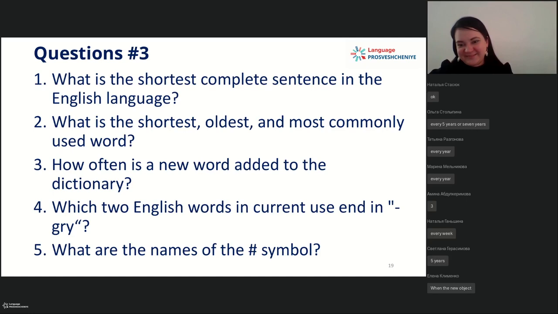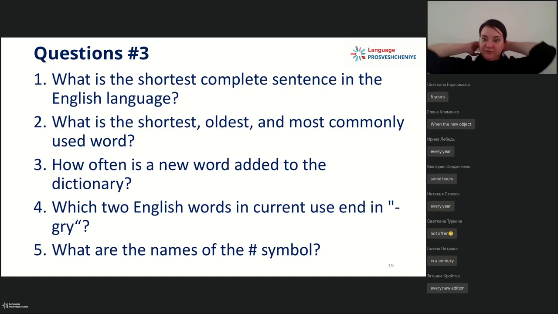Right. Absolutely. Of course, words are added to the dictionary every year, but if some new kind of thing happens, for example, like the pandemic brought on lots of new words, it is entered into the dictionary. Usually, during 1 year, more than 1,500 words are added to the dictionary. Okay, question number four.